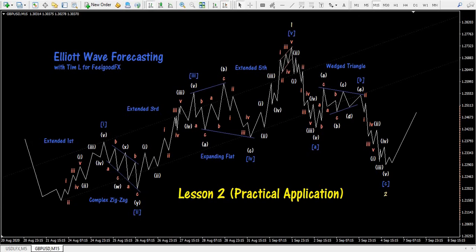GBPUSD is the one that I want to do today, because that's my favorite instrument to play. And then we are going to try and break it down. So we're going to look at the larger picture and then break it down into the subwaves, and then break those down into subwaves, so that we can see and try and predict what is going to happen next based on the structure that we are visually seeing at the moment. Okay, so let's open up a fresh chart.